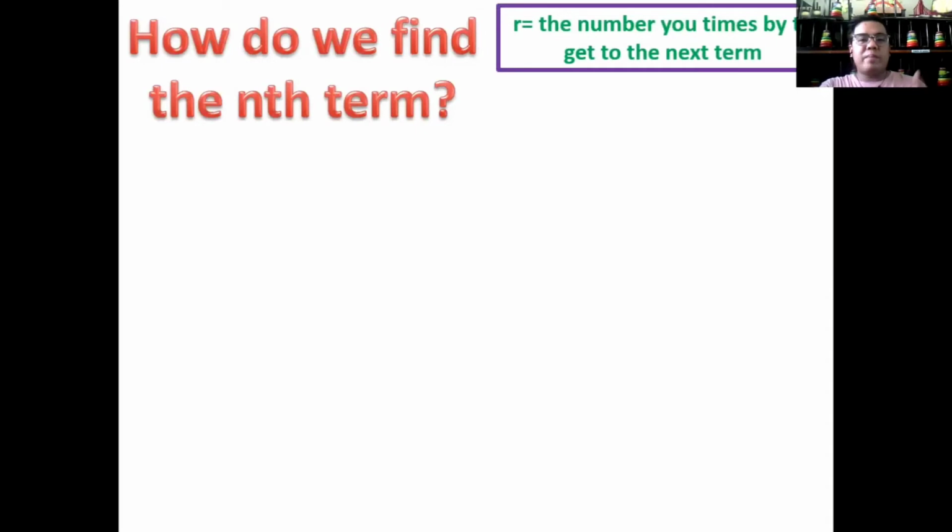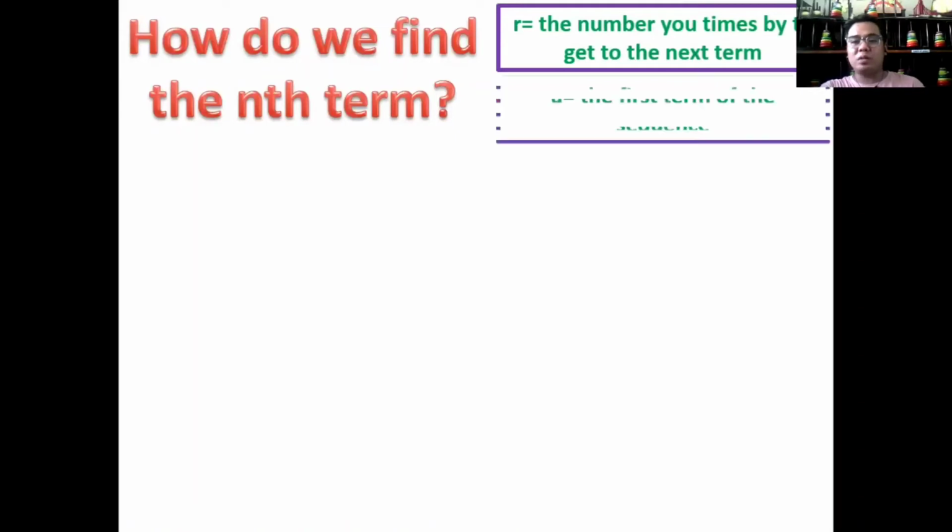Again, always remember that the r here is the number you multiply to get to the next term, known as the common ratio. That is the symbol of r. We should understand the symbols so that it is easy for us to find what is unknown. And a is the first term of the sequence, that is a sub 1. It is the same as in arithmetic. a sub 1 is the first term of the sequence.